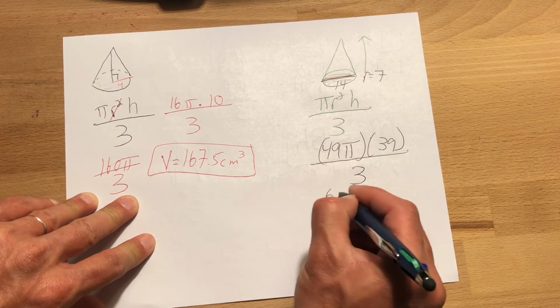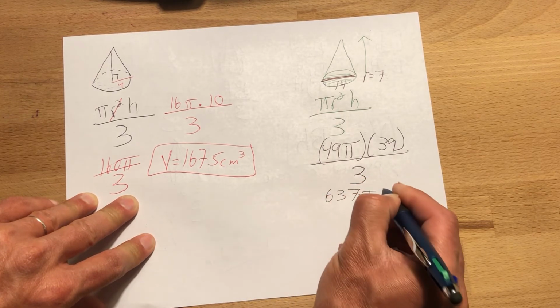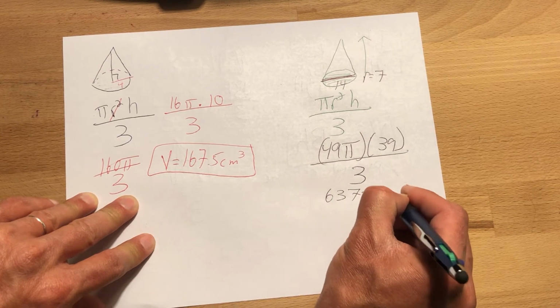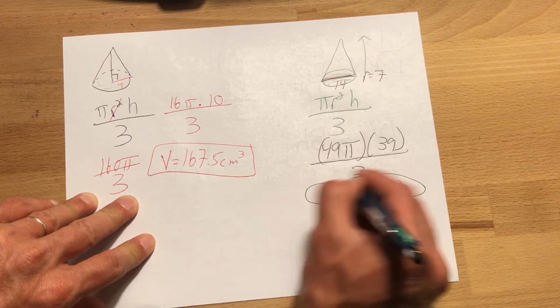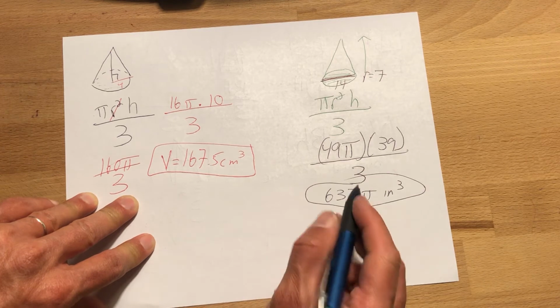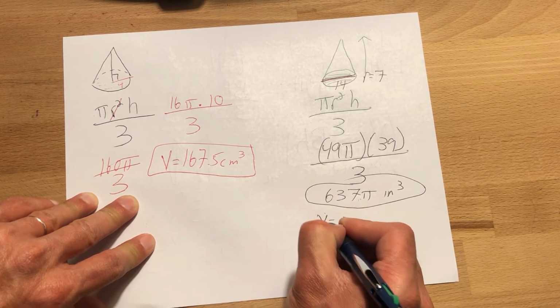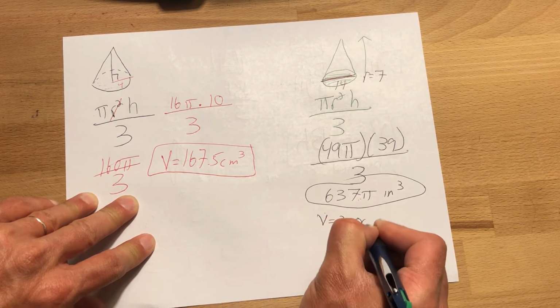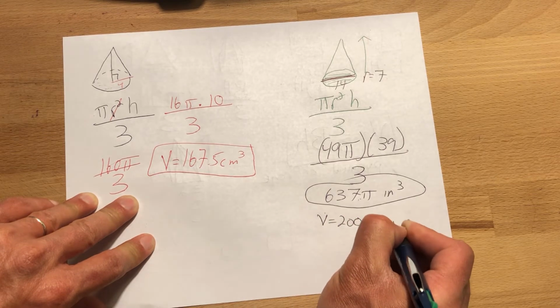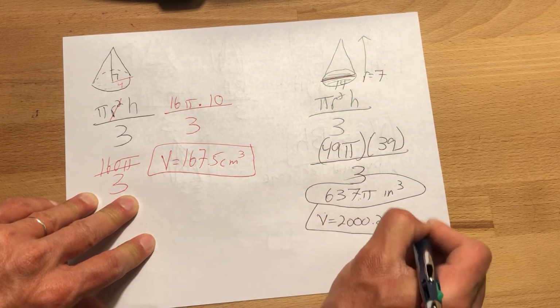And this is going to give you an answer of 637 pi inches cubed, or sometimes they're going to ask you to multiply pi into it, which is going to give you a volume of 2000.2 inches cubed. Both of these are the exact same.